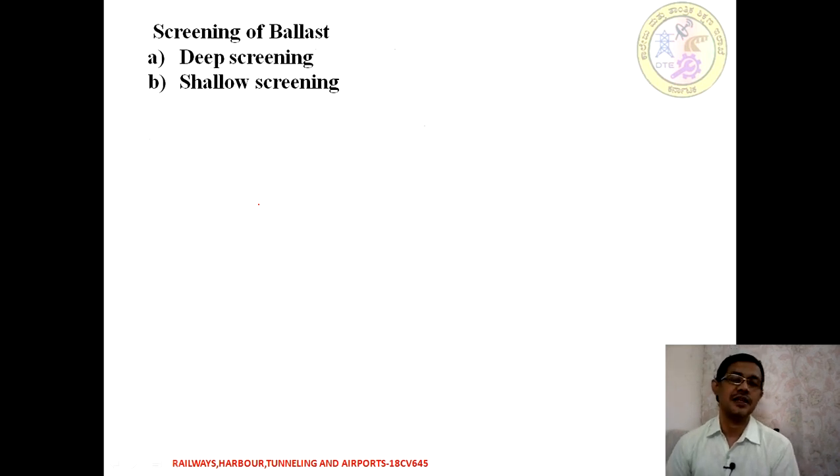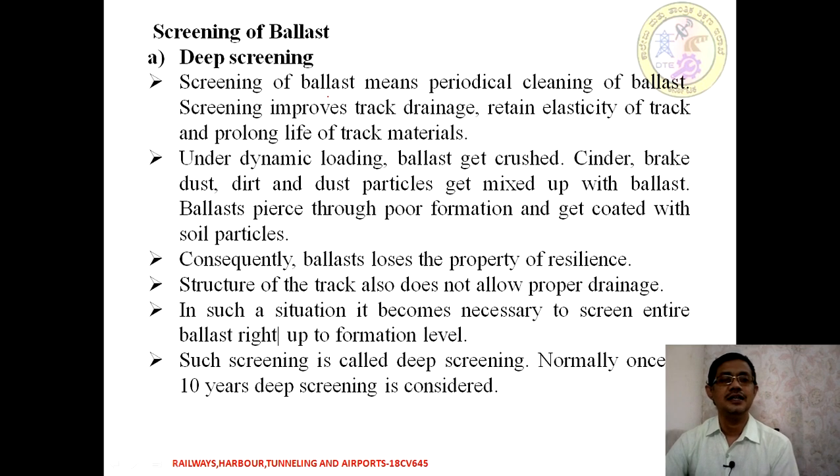Screening of the ballast is done in two methods. One is called deep screening, another is called shallow screening. Deep screening means periodical cleaning of the ballast. Screening improves track drainage because of the proper regular geometry, so it retains the elasticity of the track and prolongs the lifespan of track material.